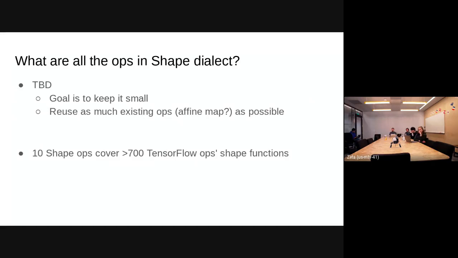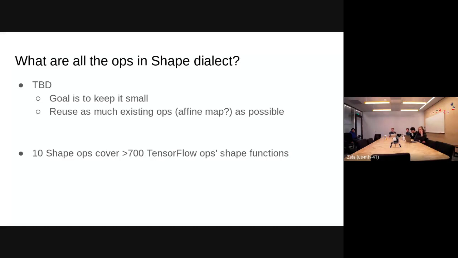And I will mention, anecdotally, that with 10 shape ops, I can cover more than 700 of TensorFlow's ops' shape functions. So it does seem like we might be able to get a good combination of expressivity and coverage with a smaller set of operations.